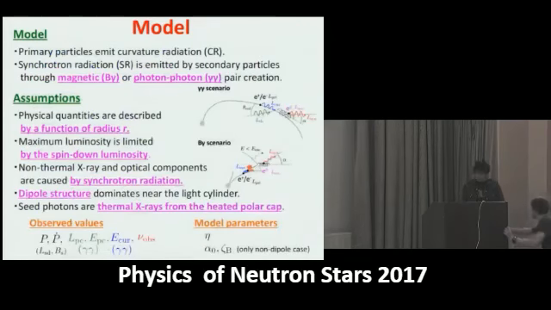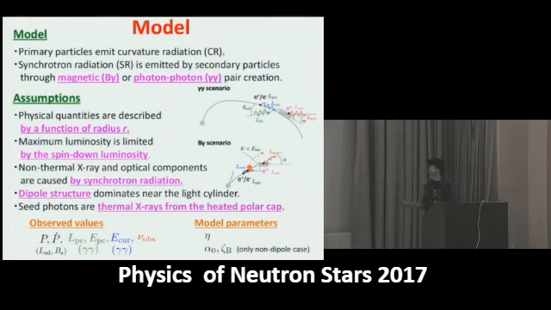In our model, accelerated particles in the magnetosphere emit curvature radiation, and the curvature radiation creates a pair with non-zero pitch angle. This particle emits synchrotron radiation. We consider two pair creation processes, magnetic pair creation and photon-photon collision, separately.